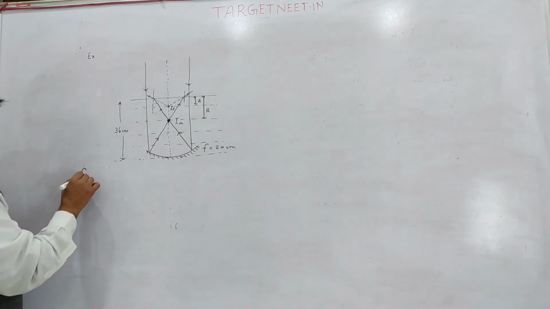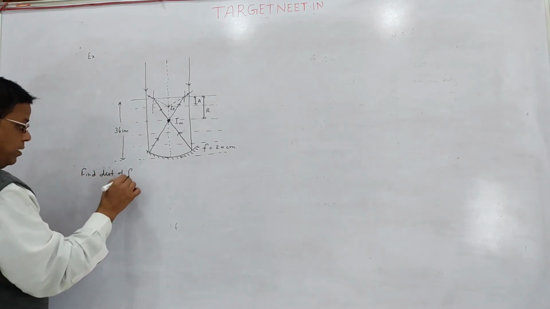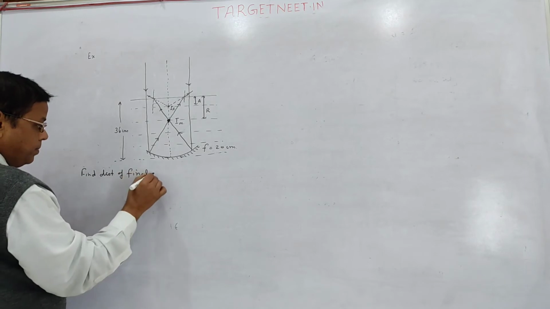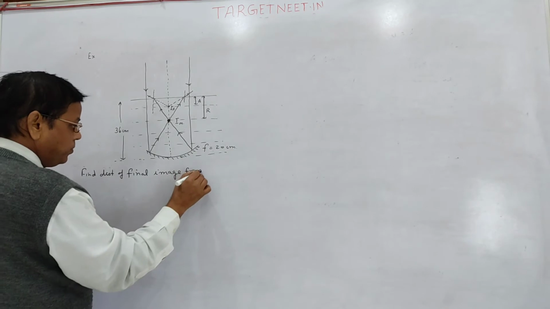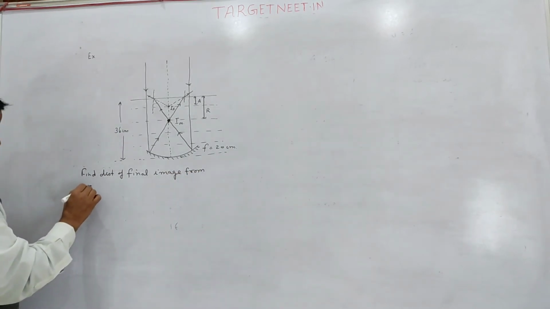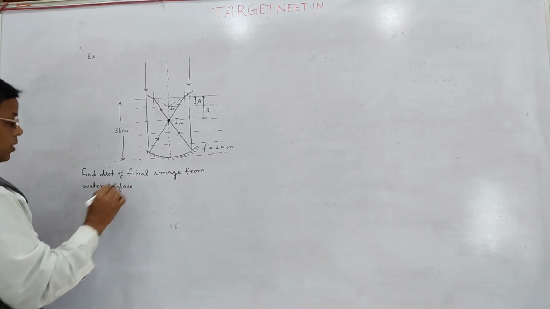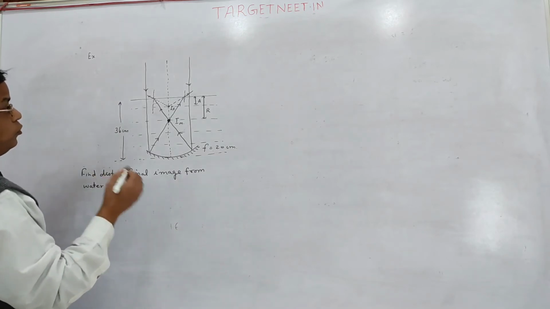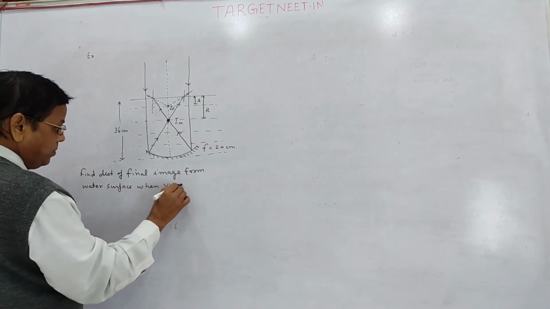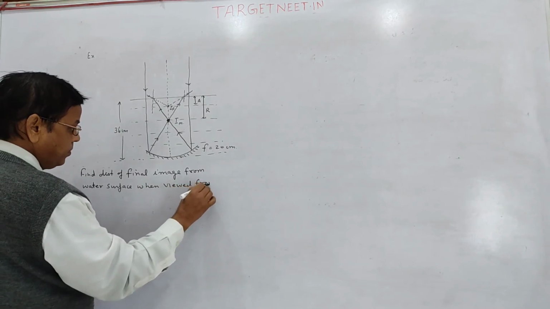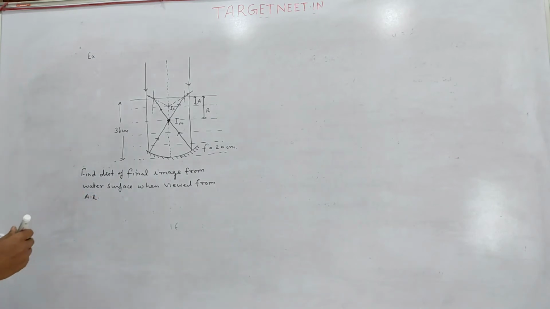Find the distance of the final image from the water surface, when viewed from air. From air. This we have to solve.